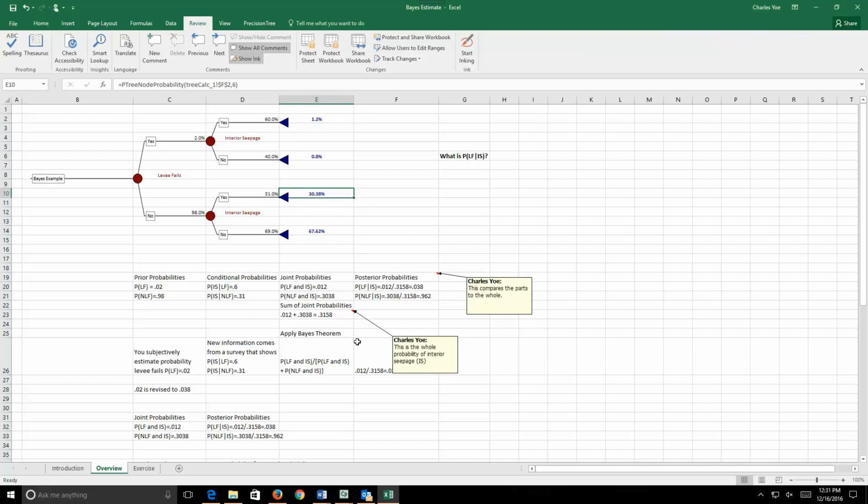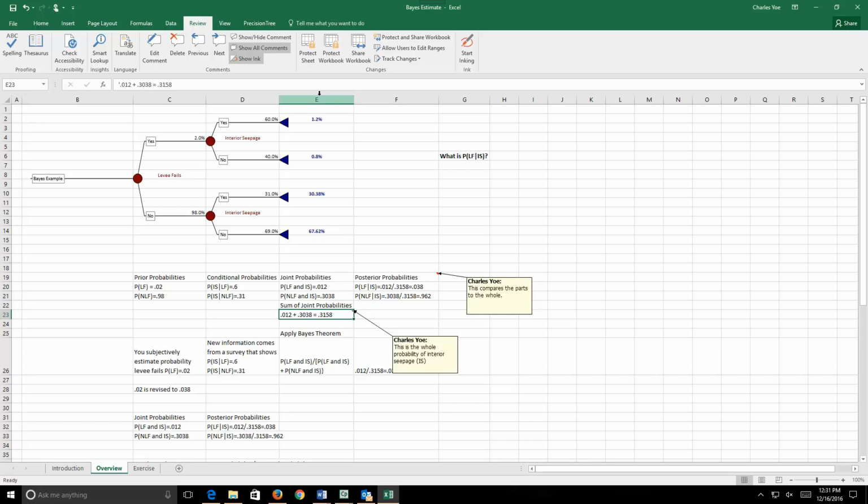Notice now, 0.012 plus 0.3038 equals 0.3158, and this is the entire probability of interior seepage. So if we get rid of the conditions and we said, what is the probability that a levee has interior seepage, that would be 31.58%.